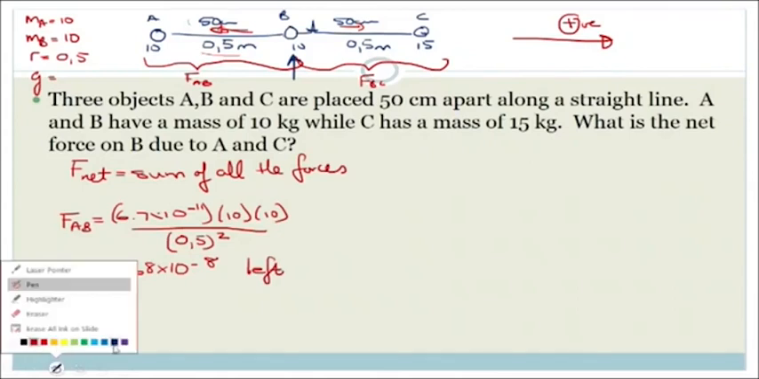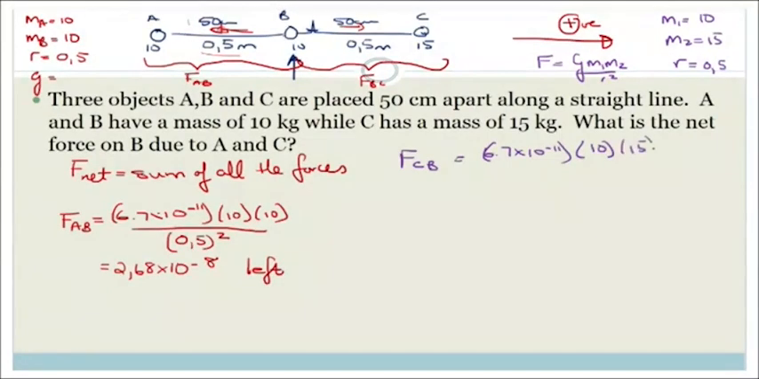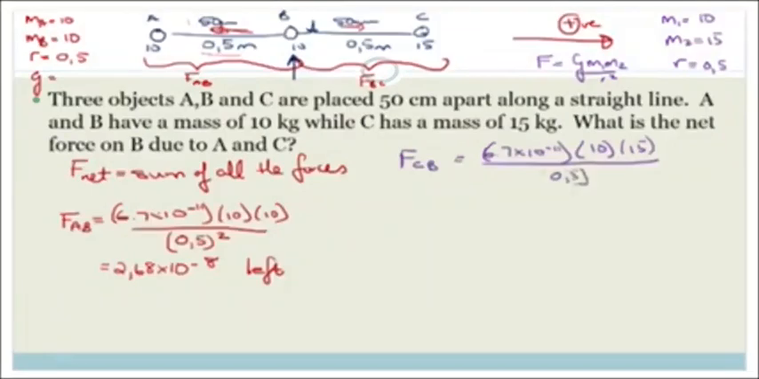Now, let's work out the force of C on B, okay? So again, we've got G. Let me just write this out. F is equal to big G, M1, M2 over R squared. The big G is 6.7 times 10 to the negative 11. Okay, and then what do we know? M1 in this case is going to be 10. M2 is 15, and R is again 0.5. So therefore it's 10 times 15 all over 0.5 squared. So now we need to pop that into our calculators.